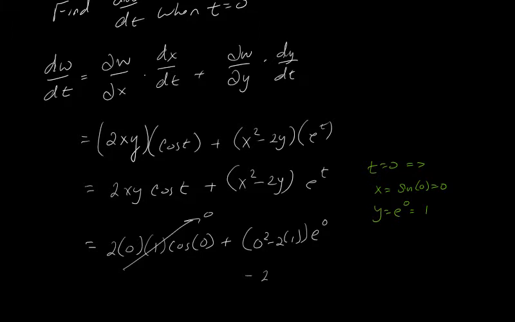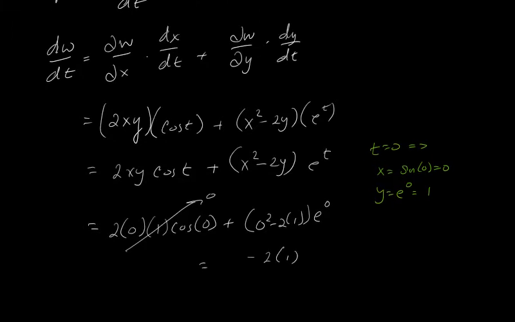So negative 2 times 1, right? e to the 0 is 1. So then what we have found is that dw/dt is equal to negative 2. Okay, now we could have found that by plugging in x and y, getting an expression of w in just t, and then finding our derivative in that way.